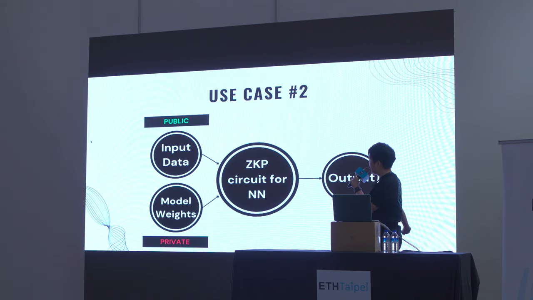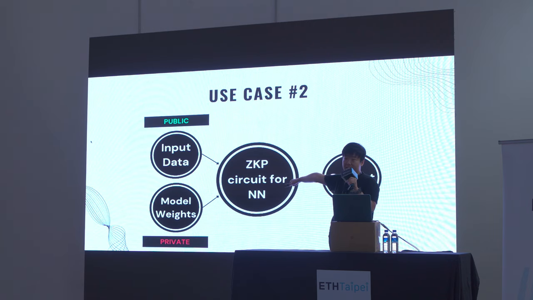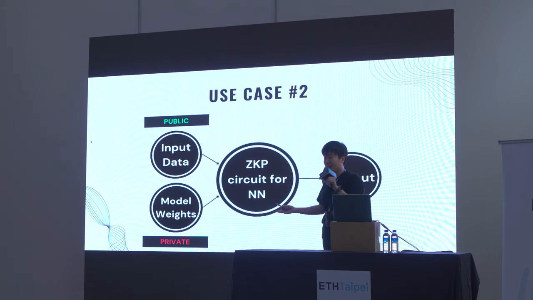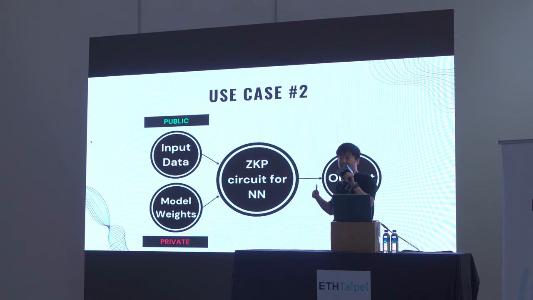The second use case is actually the other way around. So you can have some public input data, but a private model weight. So for example, model weight is perhaps one of the most precious assets that companies have nowadays, Web2 companies have nowadays. It takes millions and millions of dollars to train a model, and pretty much it all comes down to model weights. Especially nowadays, a lot of the architecture of the model is the same.